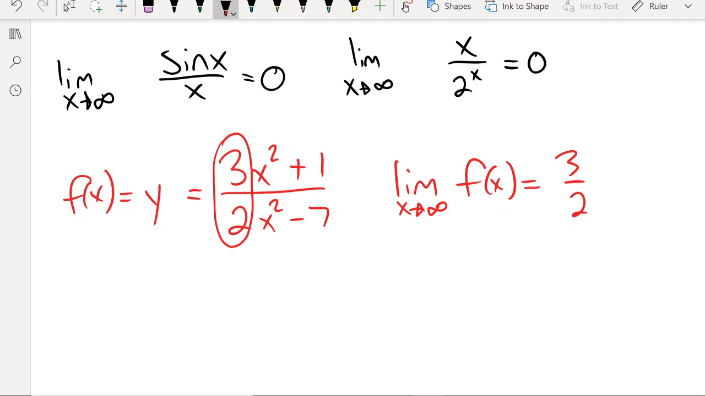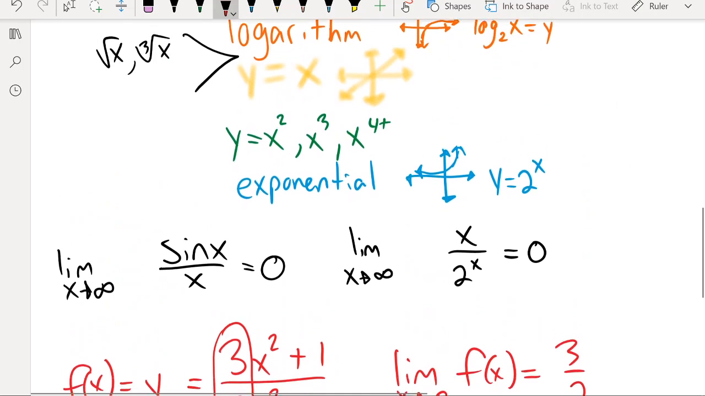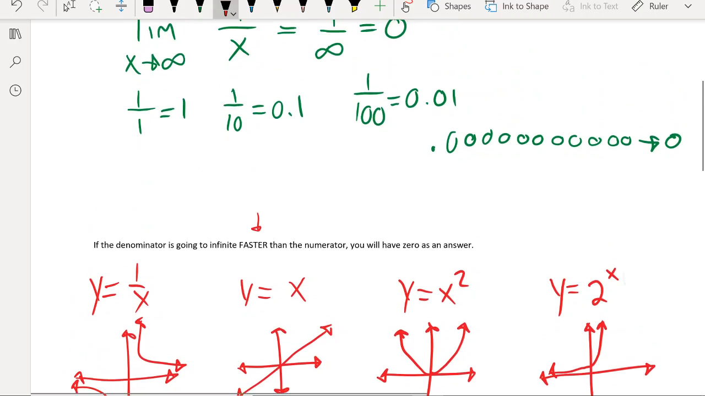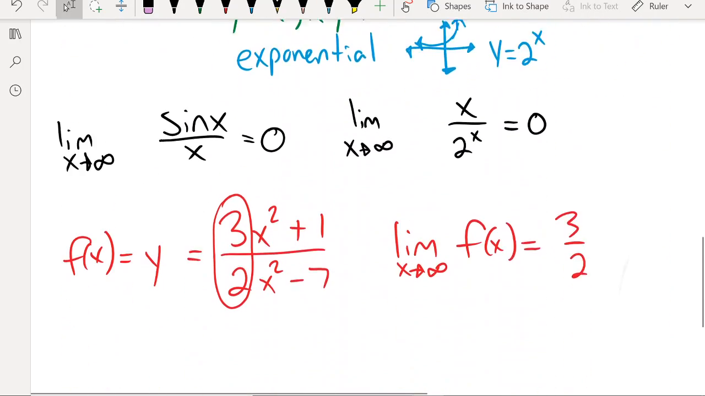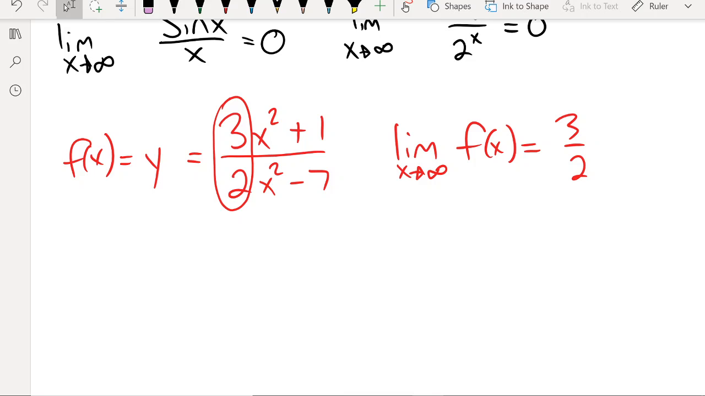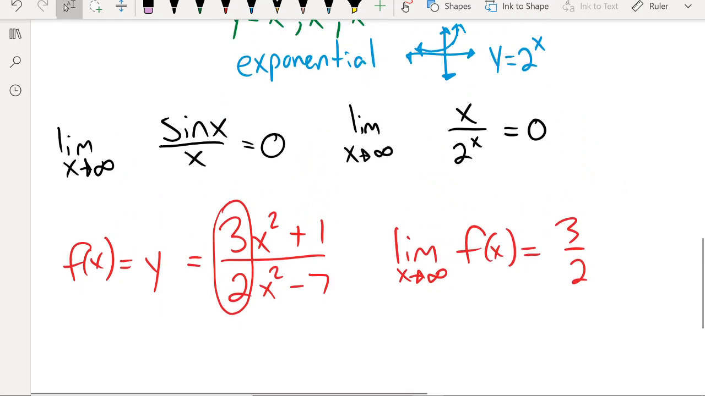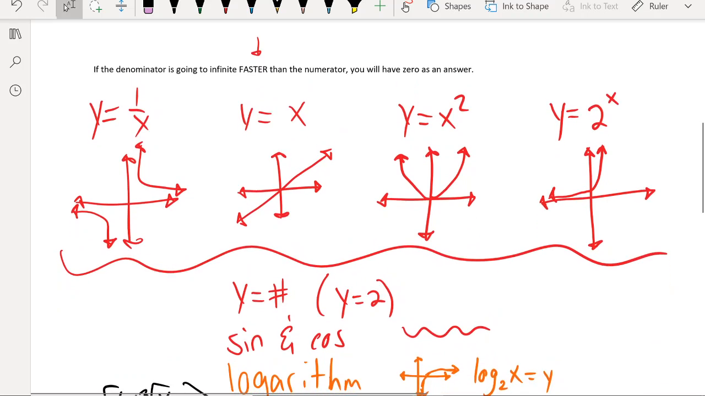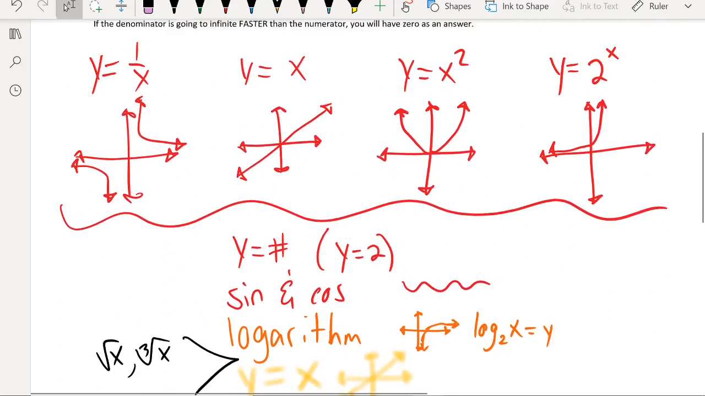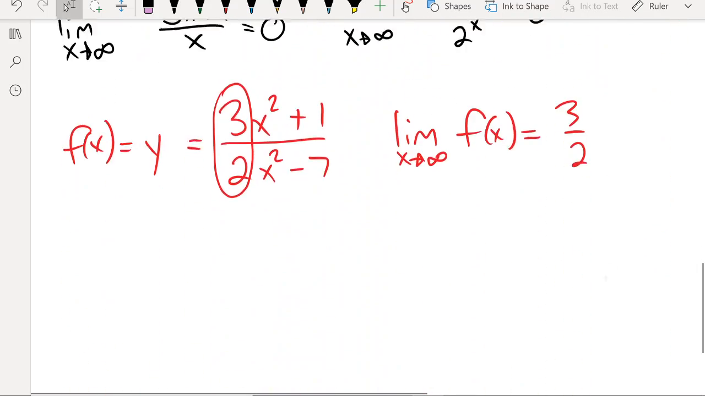Now, if none of this works, if it's going to infinity faster on the top, or if you don't have a bottom function at all, it's just 1, because you can write anything over 1, then you don't have a limit. It's got to be approaching something, so you've got to have either the same type of x's on the top and bottom of a fraction, or the bottom has to be going faster, in which case it would be 0.